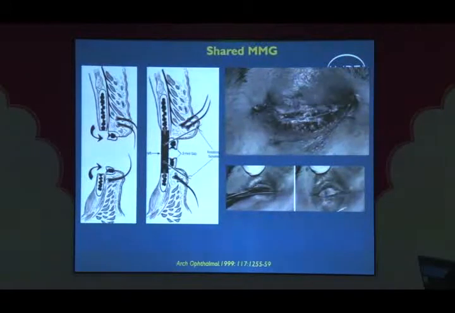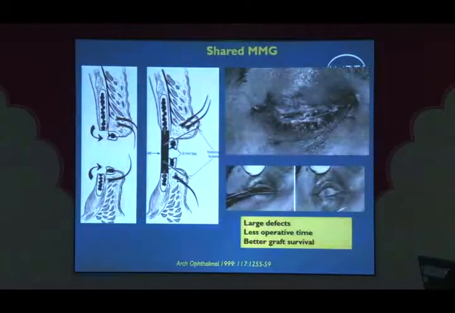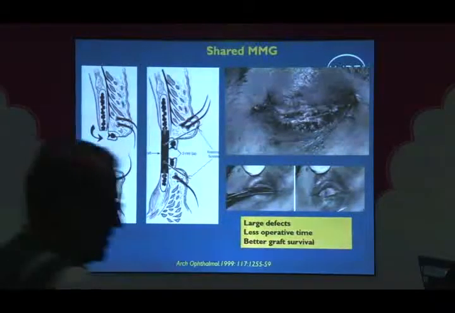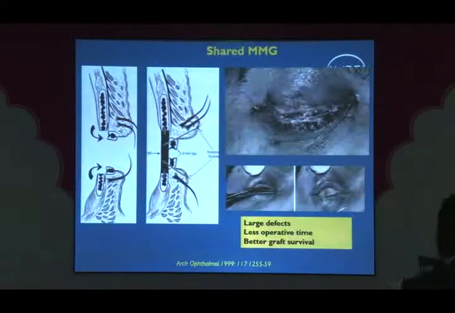Now, the advantage of this procedure is that a large defect over the upper and lower eyelid can be covered, so that from the hard palate we can take very large tissue which acts as a buttress graft, giving both the mucosa-lined surface as well as the support. It requires less operative time because both upper and lower lid can be operated at the same time, and because the graft has vascular supply from both upper and lower lid, there is a better chance of graft survival.